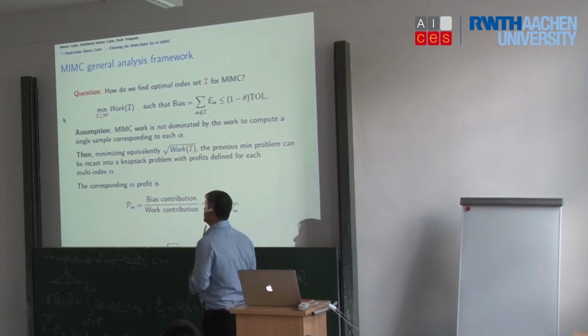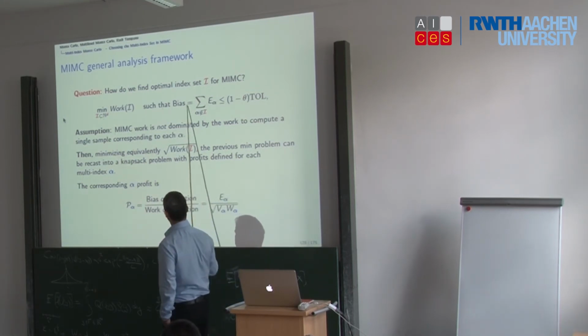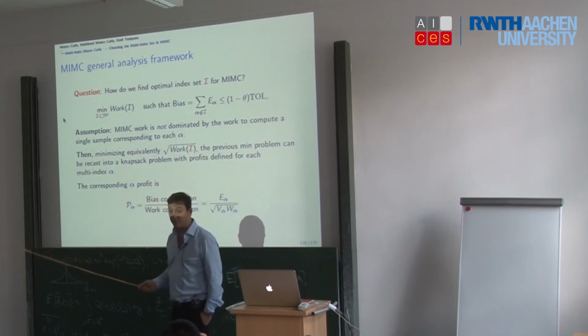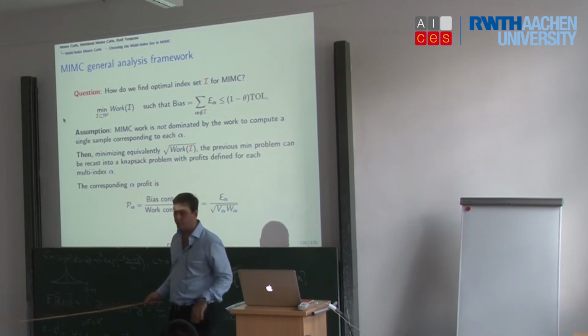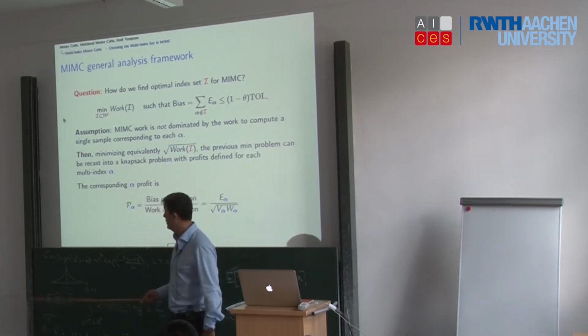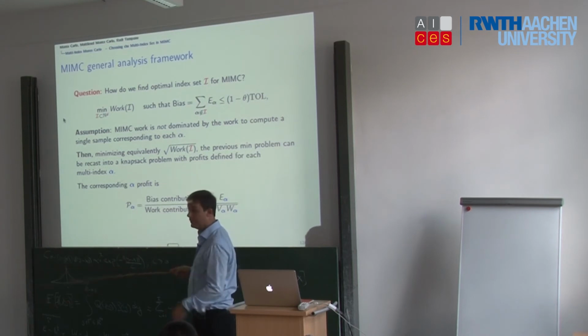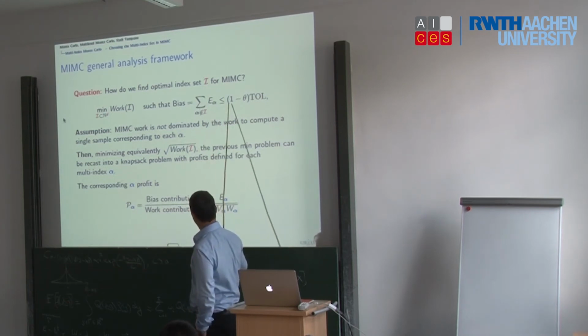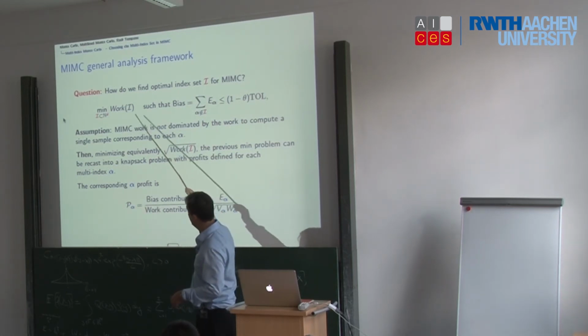So the question is the following. You have to minimize the work with respect to the choice of I, such that the bias, because remember, we have chosen the M's, so the statistical constraint is already satisfied. So we only need to satisfy the bias now. Such that the bias, which is the sum of the complement over the complement of these contributions, is less than the total tolerance. Okay?